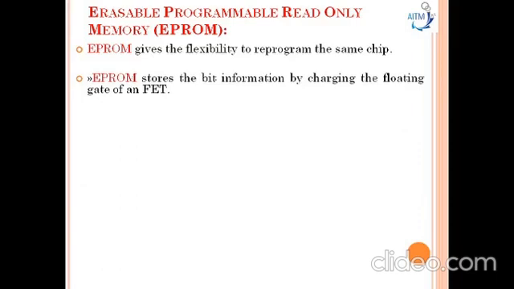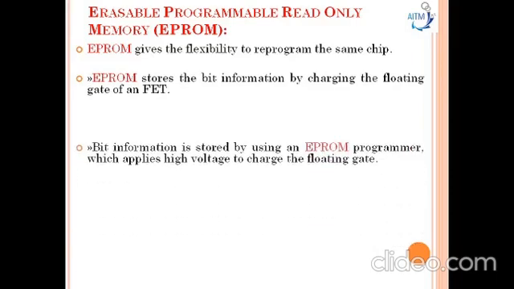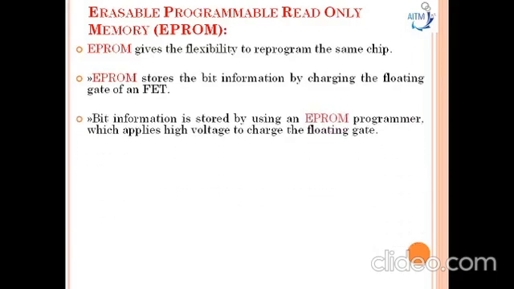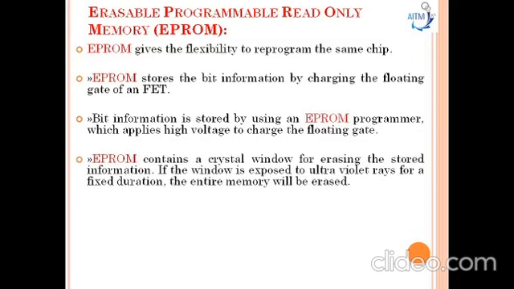EPROM stores the bit information by charging the floating gate of an FET, that is a field effect transistor. Bit information is stored by using an EPROM programmer, which applies high voltage to charge the floating gate. EPROM contains a crystal window, and this window is used to erase the stored information. If this window is exposed to ultraviolet rays for a fixed duration, the entire memory will be erased. So we need to take care that this window is not exposed to ultraviolet rays for some amount of time, or else the entire memory will be erased.